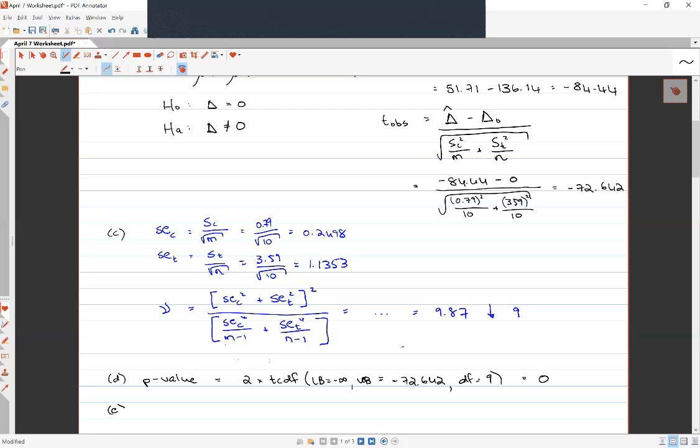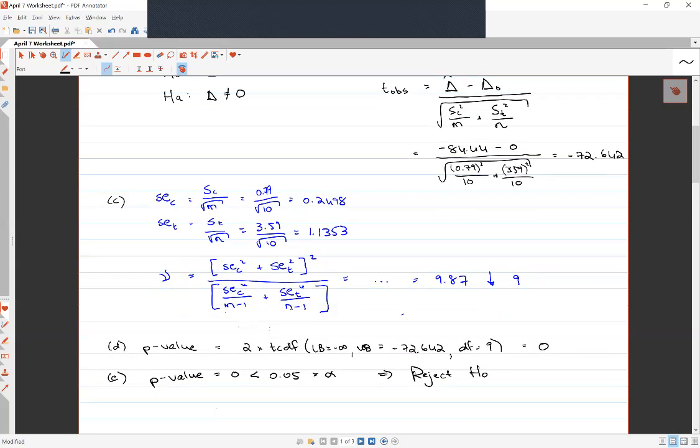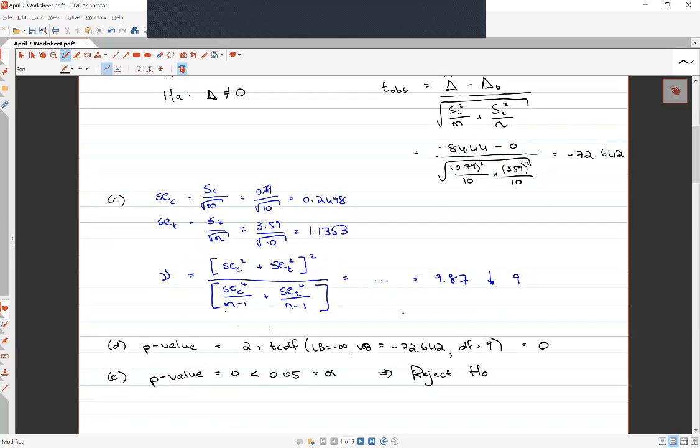So what is our conclusion? Well, our p-value of 0 is definitely below the 5% threshold of alpha. So we are going to reject the null hypothesis. Importantly, you have to write a conclusion in terms of the problem statement. So you are going to say something to the effect of, the sample evidence suggests that average air permeability is not the same for the two types of fabric.